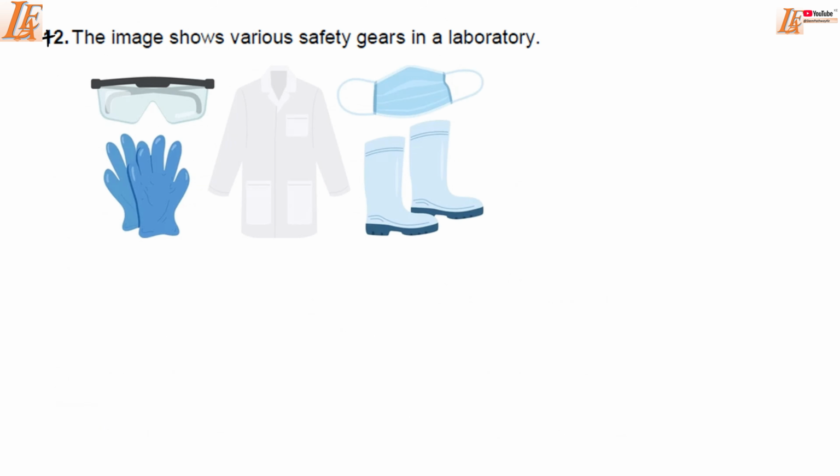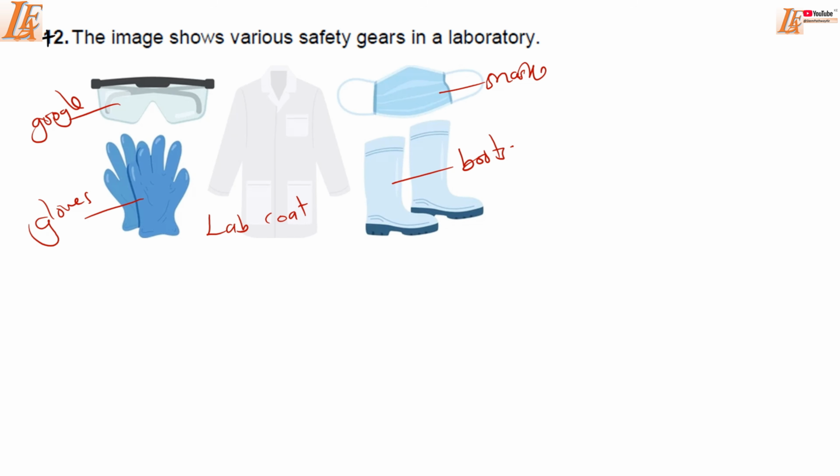Question 42. The image shows various safety gears in a lab. So in this case, let's label them. These are goggles. These are gloves. This one is a lab coat. This is a laboratory coat. This one is a mask. And then these are boots. These are gumboots. Then now the question is, what is the function of these gears.